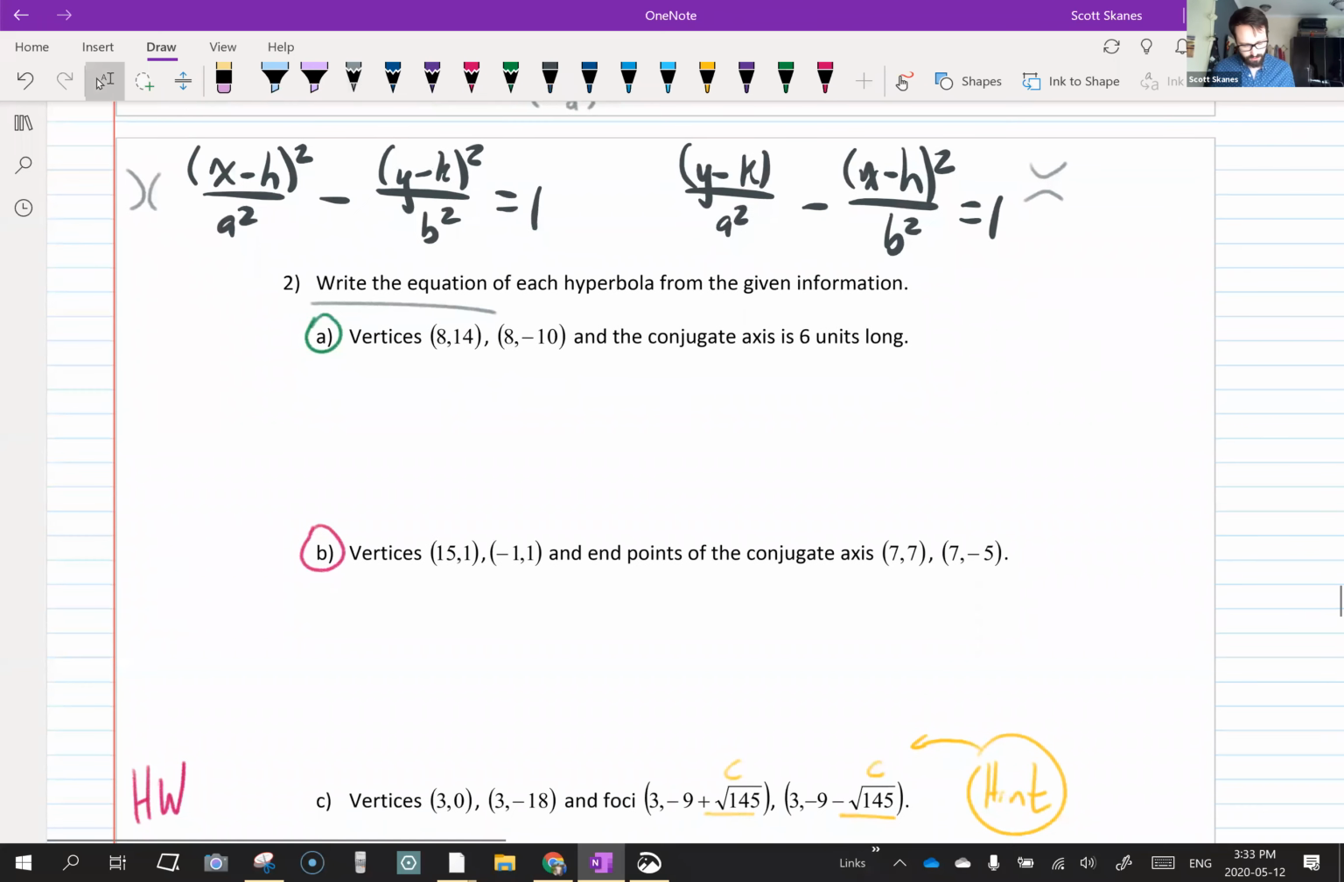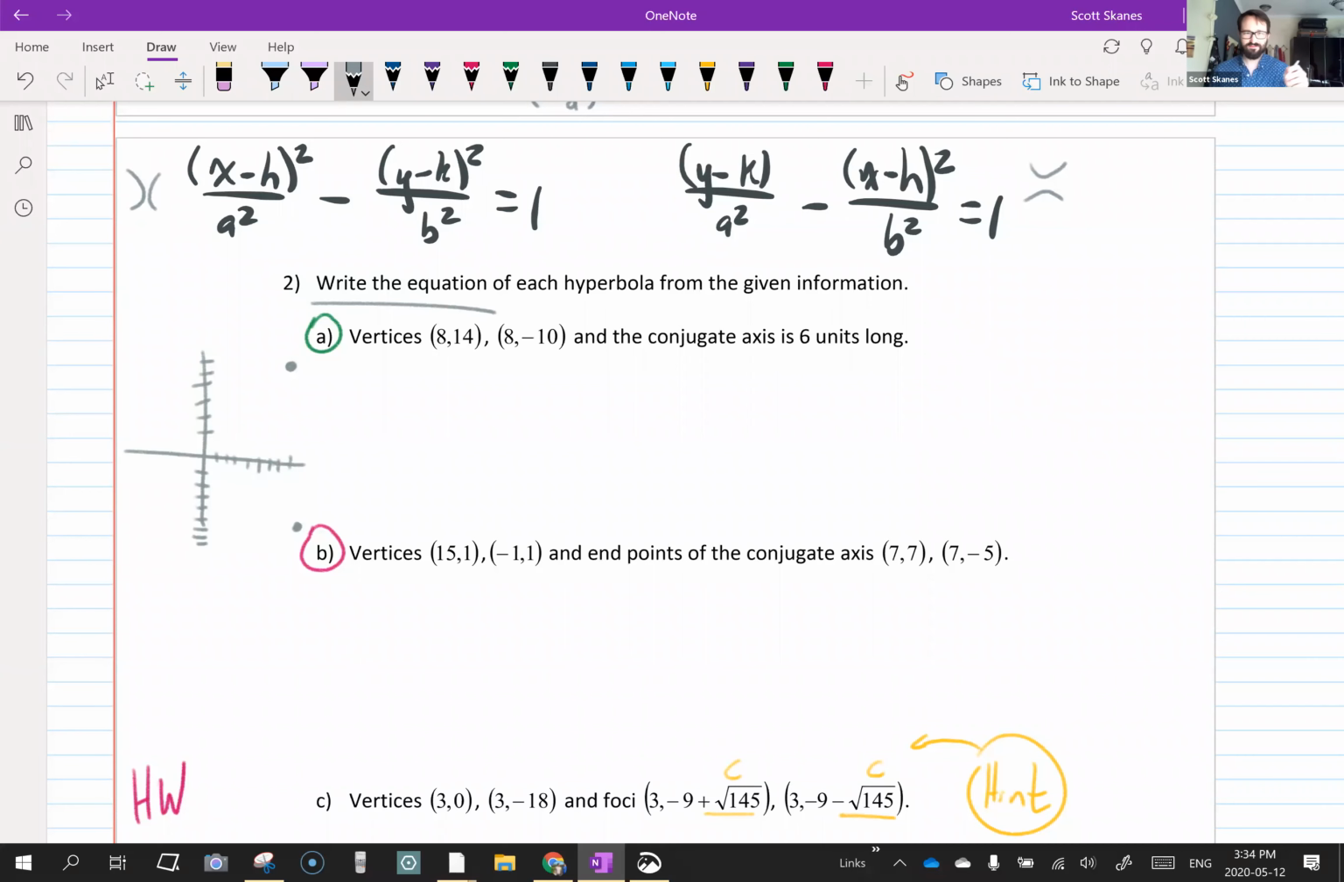First of all, vertices (8, 14) and (8, -10). So I'm going to make a little sketch and see what I can make sense of here. 8 and 14, 1, 2, 3, 4, 5, 6, 7, 8. 14 is somewhere up there, okay. 8 and negative 10, 1, 2, 3, 4, 5, 6, 7, 8, 10. So down here somewhere, that's our vertices, and the conjugate axis is 6 units long.